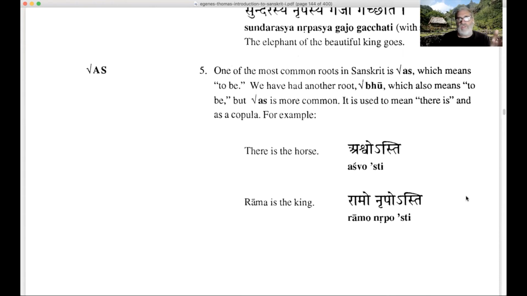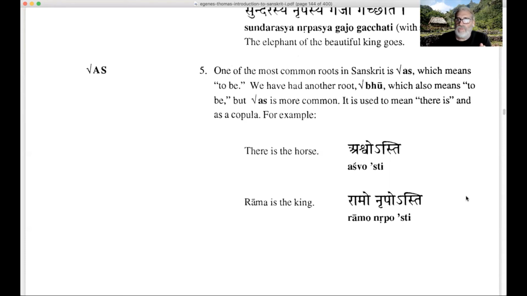Okay, so now we're going to talk about the root as. One of the most common roots in Sanskrit is as, just like bhu. Bhu is also to be, as is also to be. So we have had another root, bhu, which also means to be, but as is much more common. It's used here to mean there is, and is a copula. A copula means it holds things together.